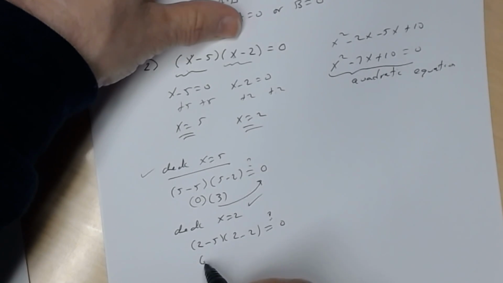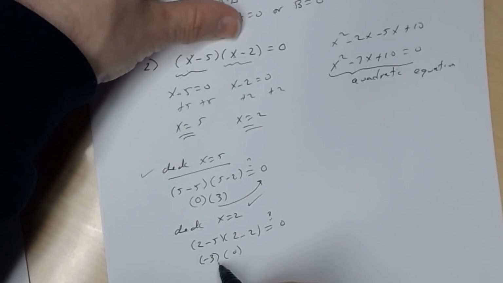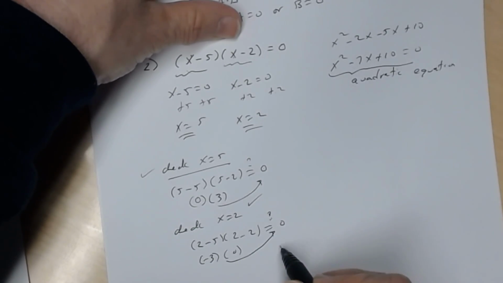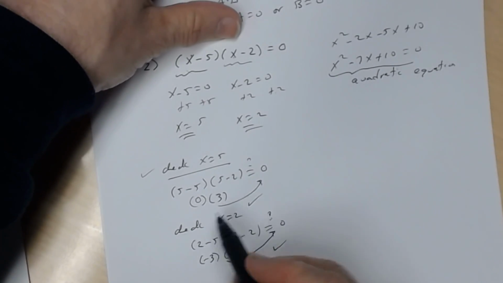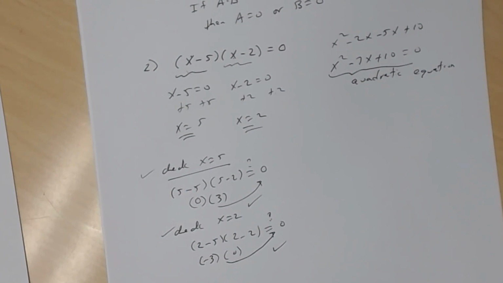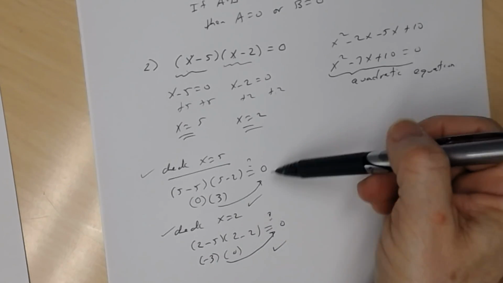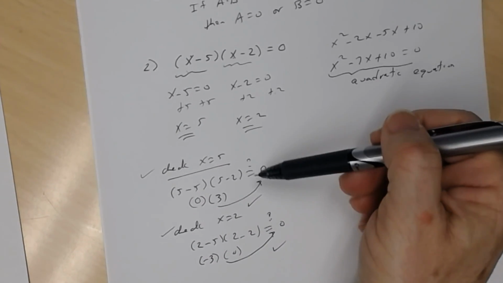Well, 2 minus 5 is negative 3, 2 minus 2 is 0, and so I'm going to ask you, is negative 3 times 0 equal to 0? And the answer is yes. So x equal 2 is also a solution. Now, do you have to check? No. You don't have to check any of these, but you could easily make a mistake, so it's always a good idea to check to verify that you did not make an error.